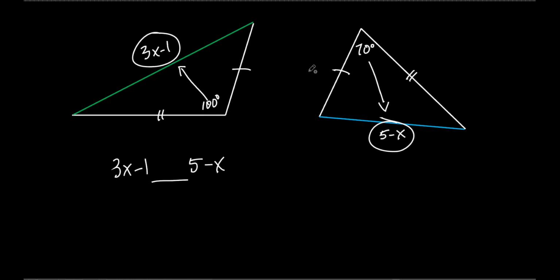So if this is 100 and that's 70, the side opposite the bigger one is bigger than the side opposite the smaller one. So what do I put here? I put greater than, okay? Now what I'm going to do is solve for x. Now this is kind of weird because we got a greater than sign. But really, you solve for it just like you would if it was an equal sign.